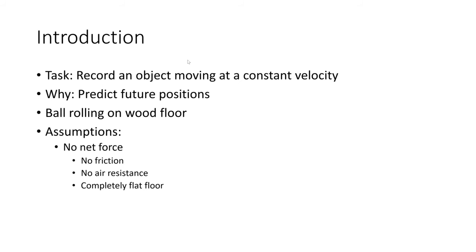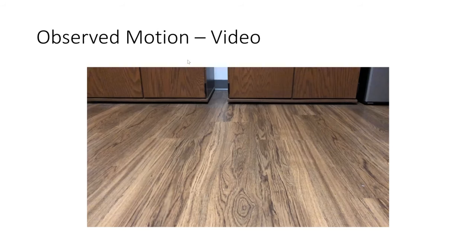In my example, I recorded a ball rolling on a wood floor. Now, if we assume constant velocity, then we also must assume that there is no net force acting on the object, which means no friction, no air resistance, and a completely flat floor. Here's a video of the ball rolling.